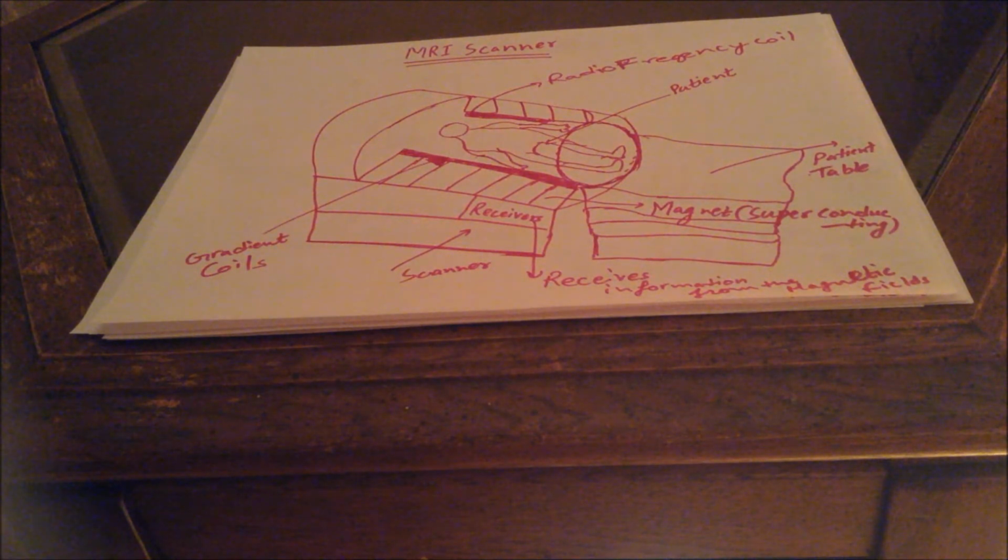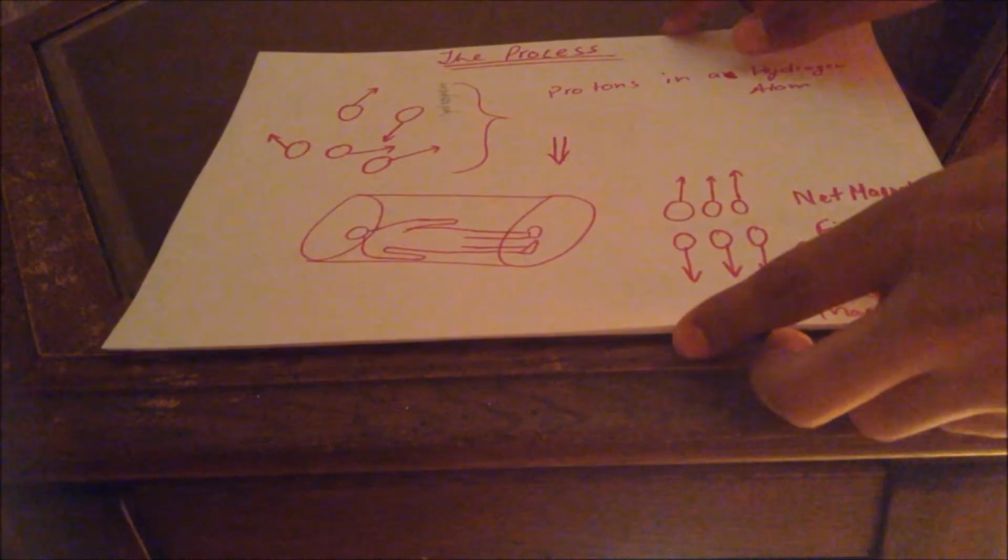And these are gradient coils, which are used for precise alteration of magnetic fields. And these are radio frequency coils, which are used for creating radio frequency pulses. And lastly, these are receivers. Receivers receive the data collected from the interaction of hydrogen atoms and magnetic fields.